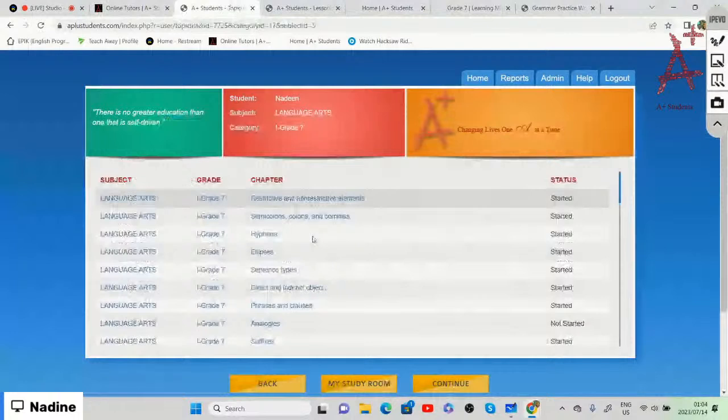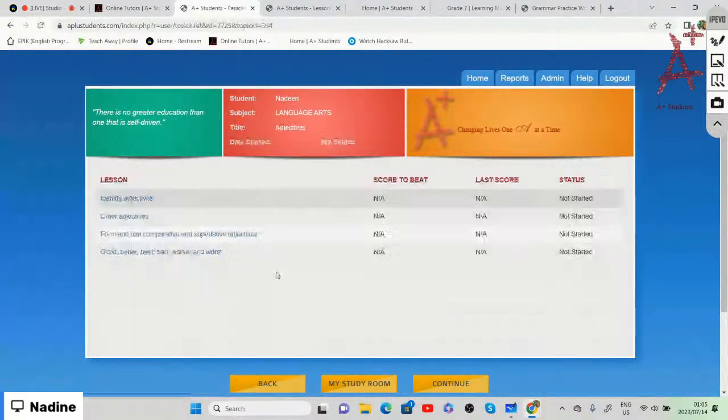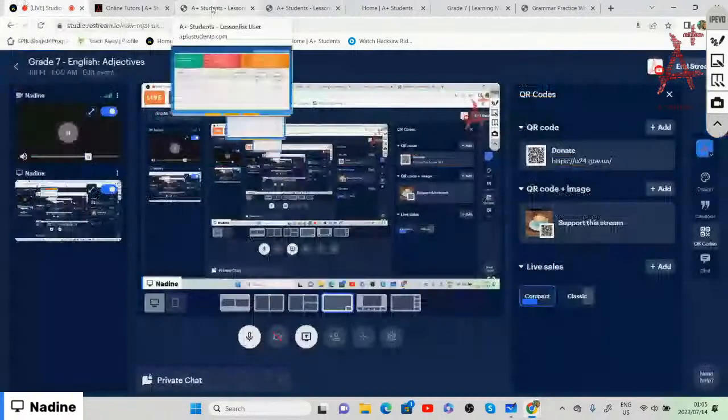All right, so once we have selected the subject of language arts, grade 7, then we're going to scroll down up until we get the chapter of adjectives. And in today's lessons, we are going to identify adjectives, order adjectives, form and use comparative and superlative adjectives.